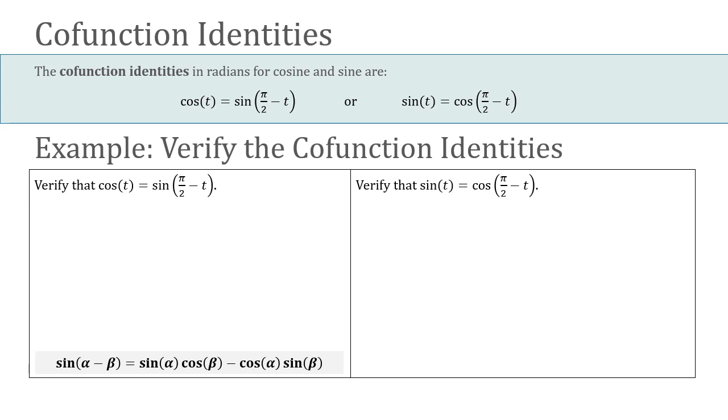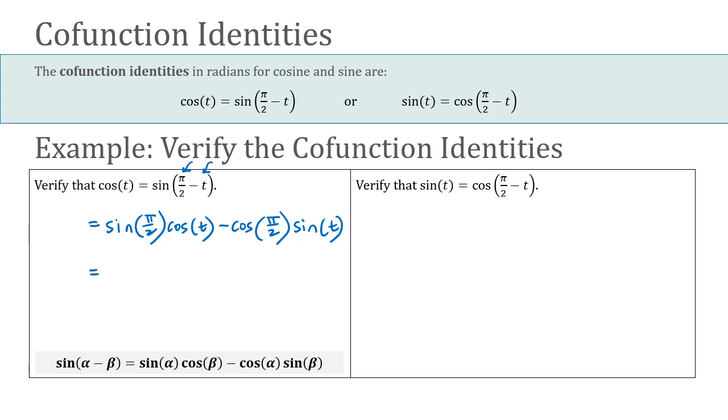All right, so my identity deals with the sine of alpha minus beta. So in this one, we're going to let pi over 2 be my alpha, and we'll let t be my beta. So we can set this right-hand side equal to the sine of that first angle, which is pi over 2, times the cosine of the second angle, which is t, minus the cosine of the first angle, pi over 2, times the sine of the second angle, which is t.